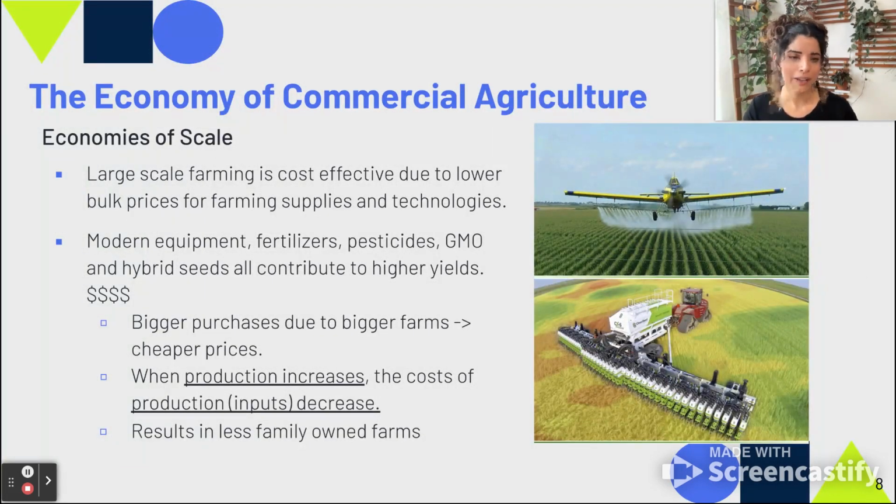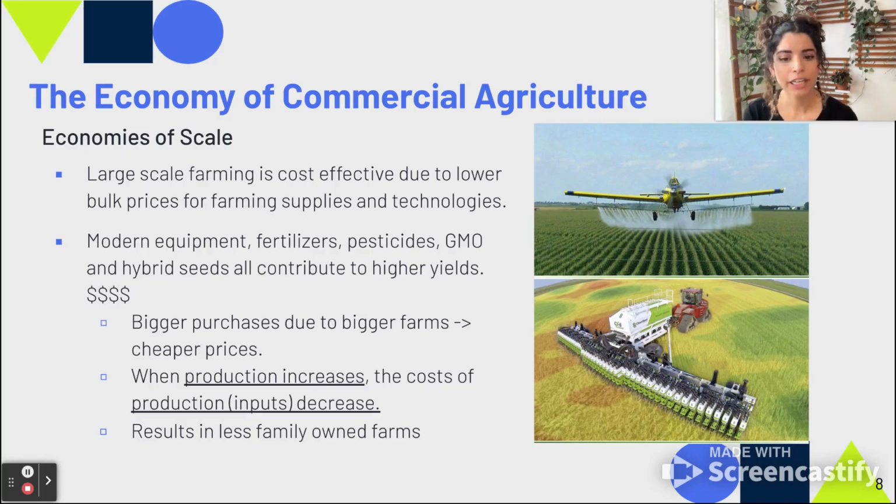With commercial agriculture, we have something called economies of scale. Essentially, with large-scale farming, it's a lot easier to be cost-effective. Those farmers have the ability to buy supplies or technologies at bulk prices. They use modern equipment, fertilizers and pesticides, GMOs and hybrid seeds, which all came up during the Green Revolution. All of that contributes to higher yields, which means more money, but it also means more initial purchase upfront. So bigger purchases due to bigger farms, hence cheaper prices.